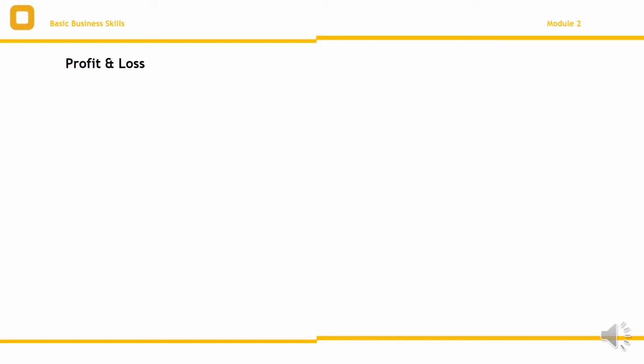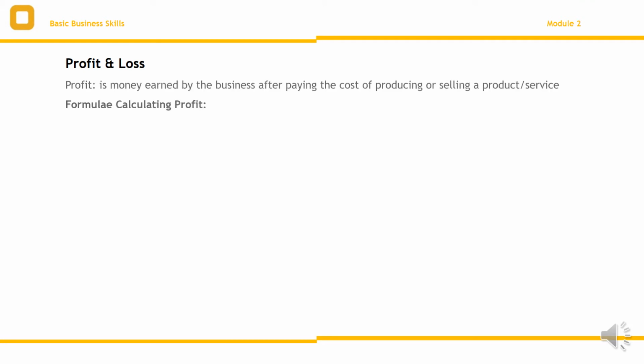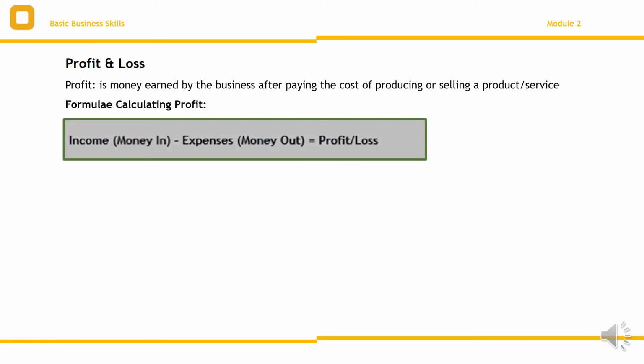So within a business, you need to be able to calculate your profit as well as the loss that you're making within your business. So there are various formulas that you need to be aware of, and you also need to be aware of the various profits that you need to calculate within your business. So profit is money that's earned by the business after paying all the costs of producing or selling a product or a service. So profit is when you are looking at all the money that you've earned, less the expenses that you incurred or less the cost that you incurred to actually manufacture or to make or to sell a product or a service.